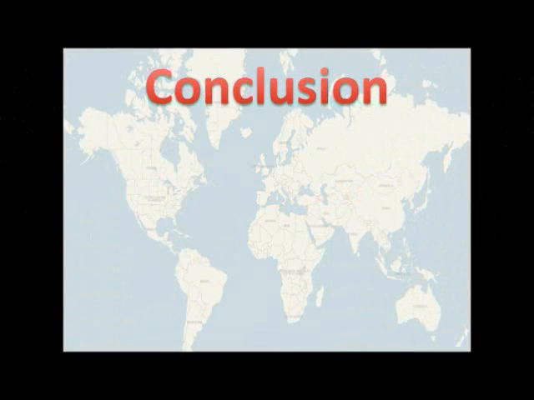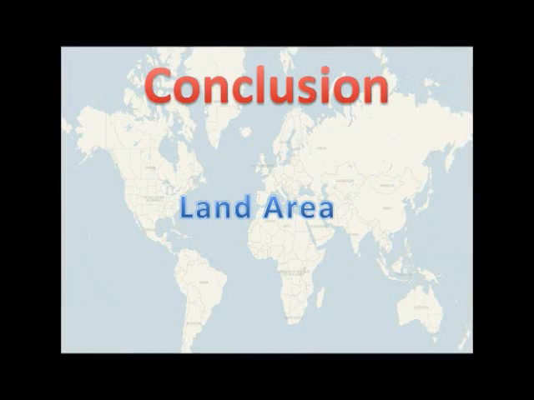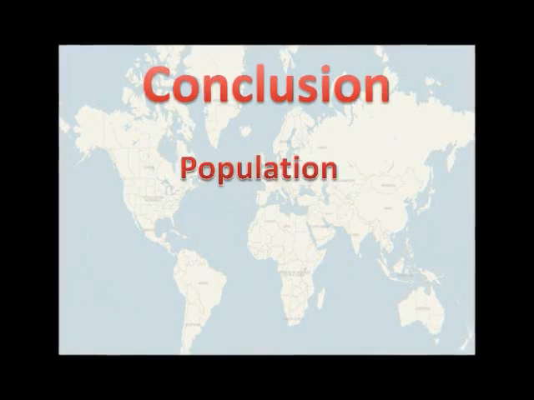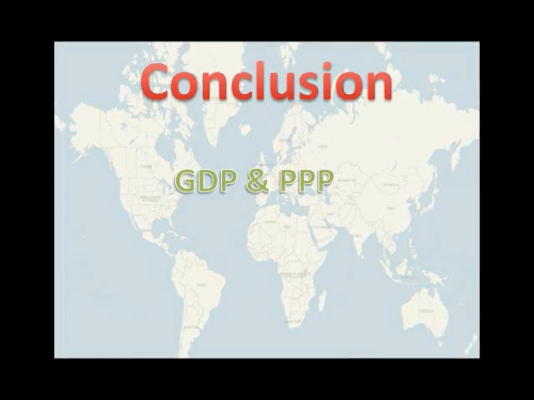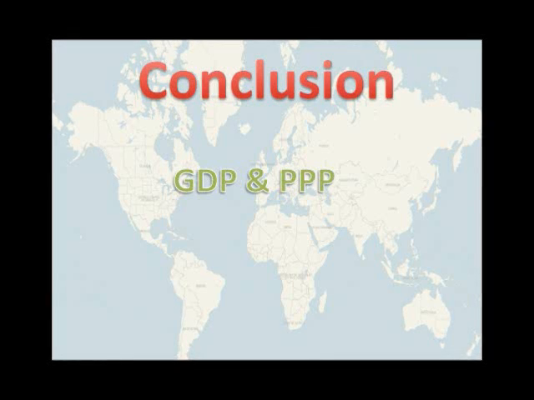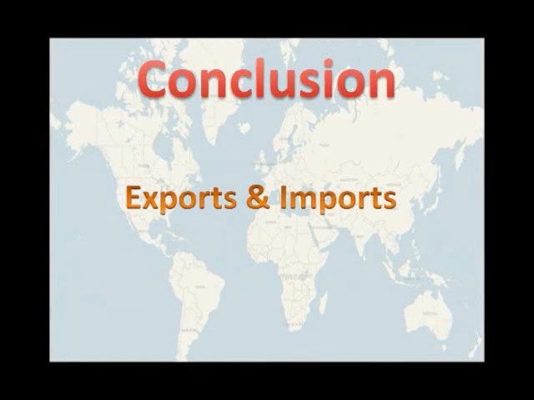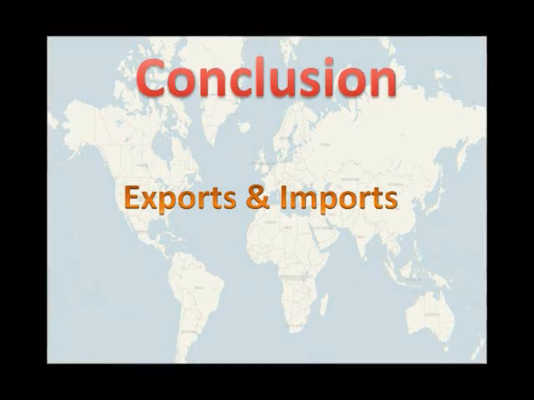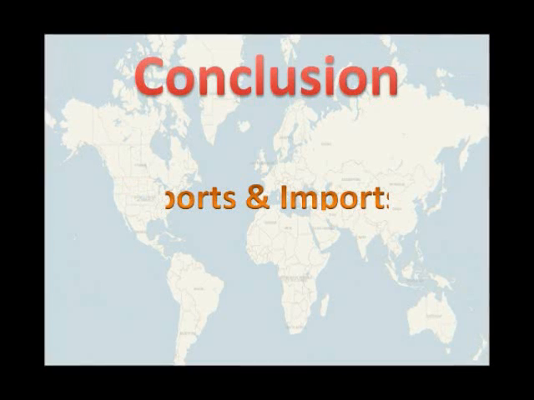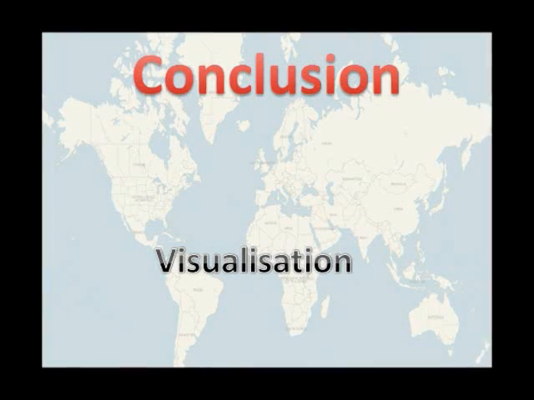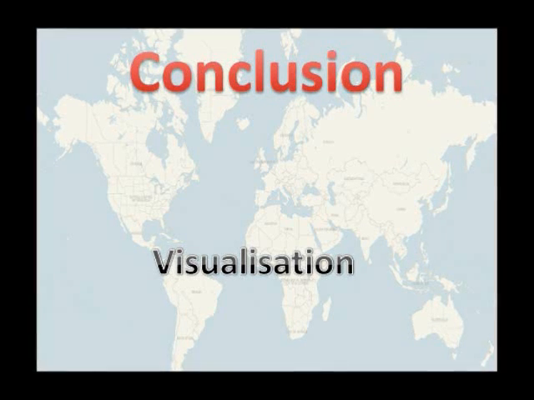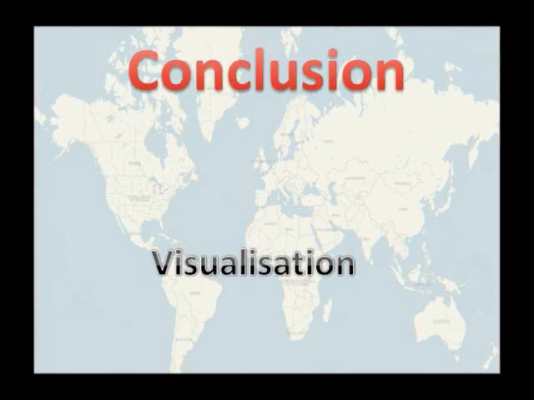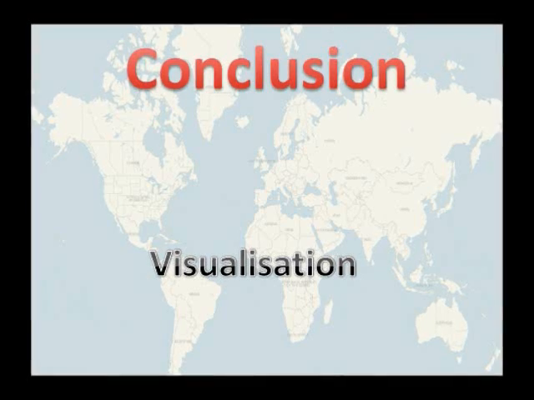Throughout this video presentation, we have briefly explained and outlined the land area of countries, the populations of countries, the gross domestic product and purchasing power parity of the economies of countries, and the main exporters and importers of these countries. Finally, using our visualization, we were able to analyze the economies of countries around the world using the GDP, PPP, and exporters over a period.